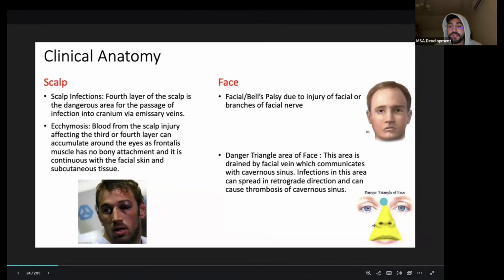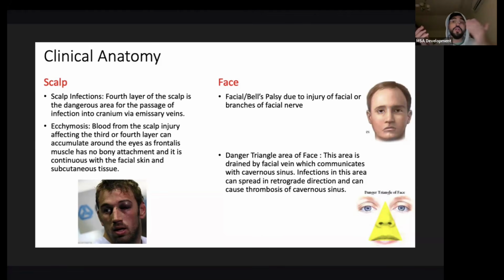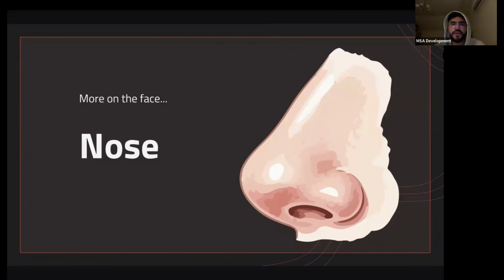And this one right here is the danger triangle of the face. Why? Because this area right here is drained by your facial vein, apologies. And the facial vein communicates with the cavernous sinus that is in the brain. So an infection right there could be carried all the way to the cavernous sinus and cause some sort of thrombosis. So it's very, very important that you know this. So we're done with the face. Very straightforward. Muscles, arteries, straightforward.